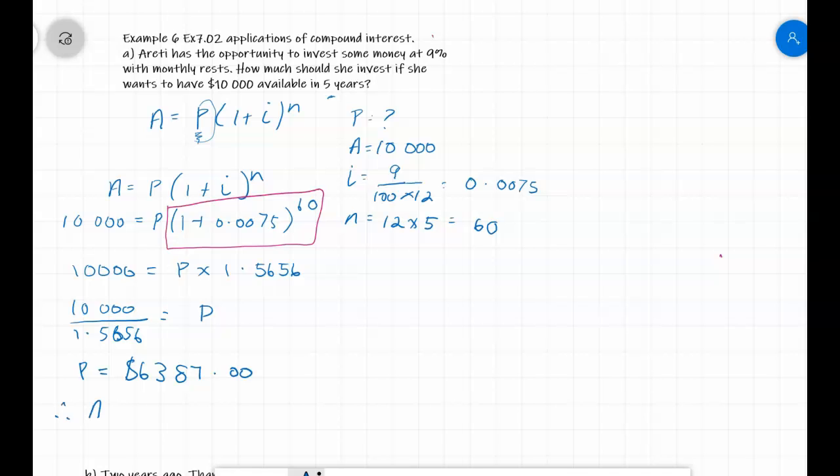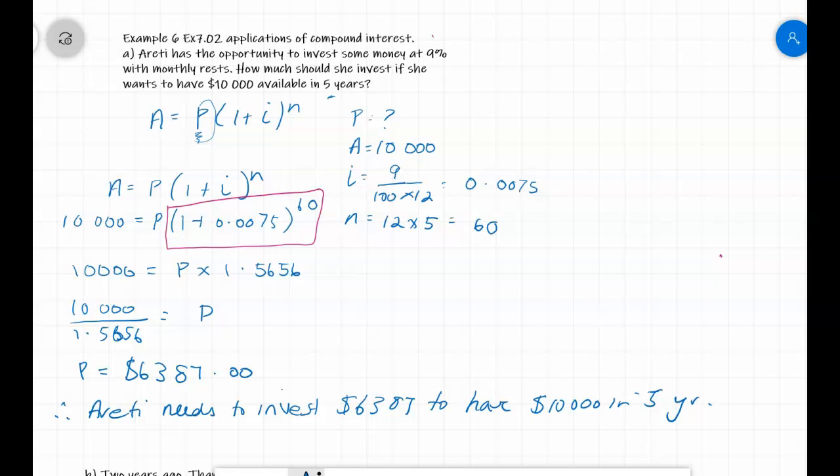So therefore, Areti needs to invest $6,387 to have $10,000 in 5 years with monthly rests. So you can write that out formally and beautifully, much nicer than I can on the tablet.